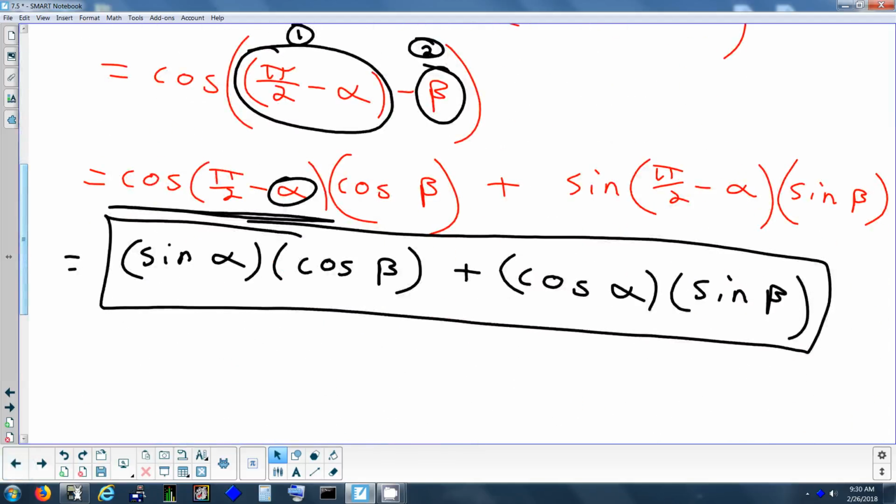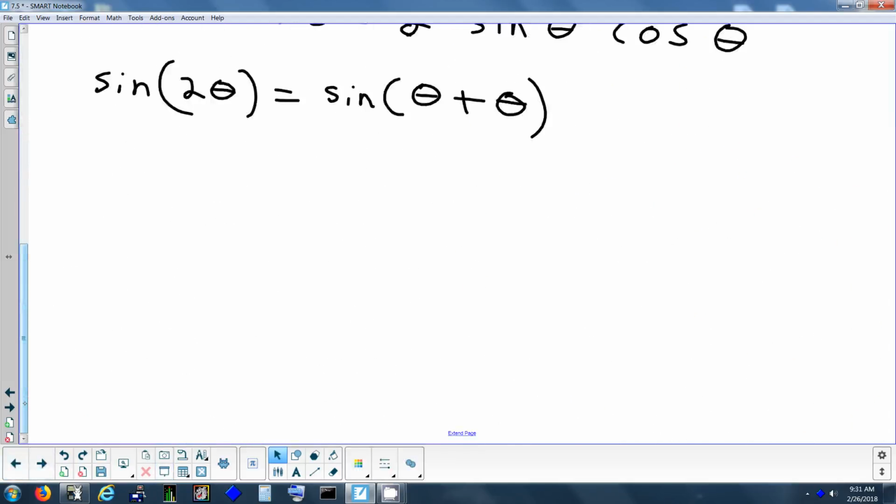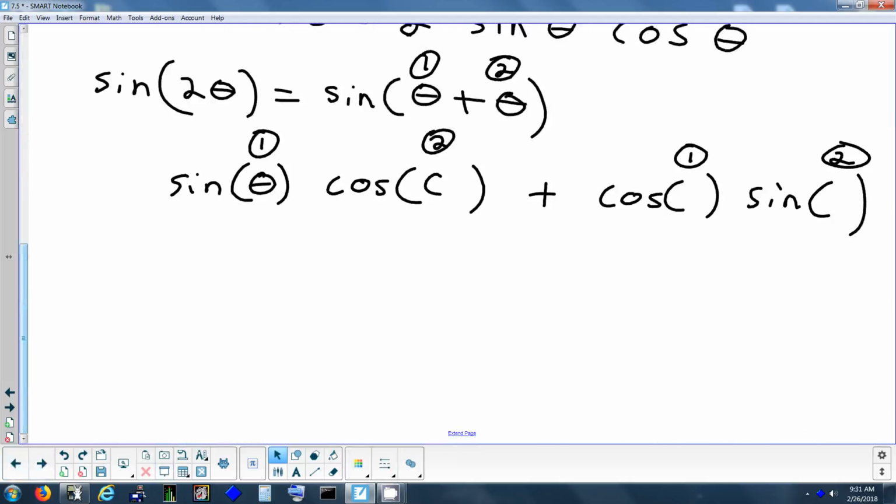Sine, cosine, cosine, sine, with a plus between them. All right? So, sine, cosine, cosine, sine, with a plus between them. Now, fill in first and second. This is first, that's second, that's first, that's second. But look at first and second. They're the same. So you have first, second, first, second. So you have sine times cosine plus cosine times sine.